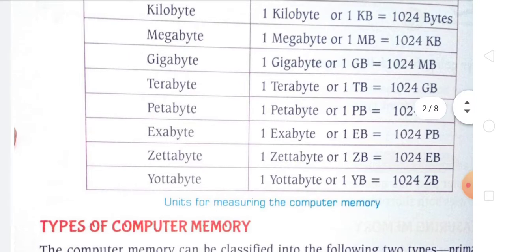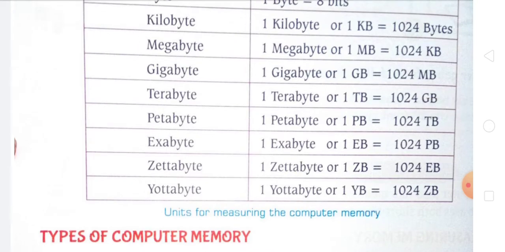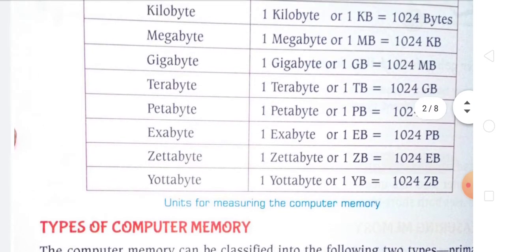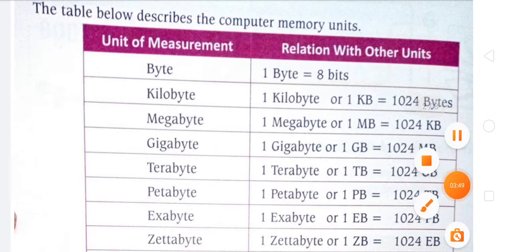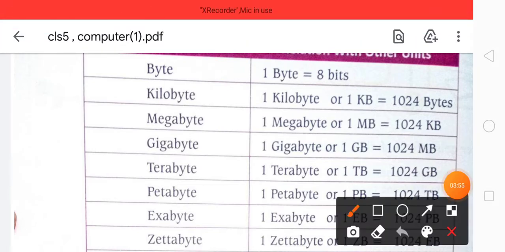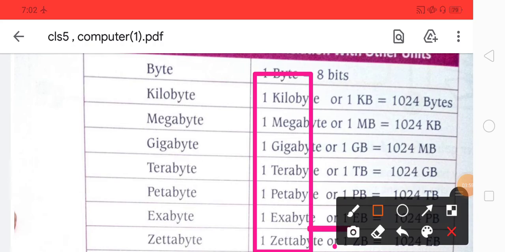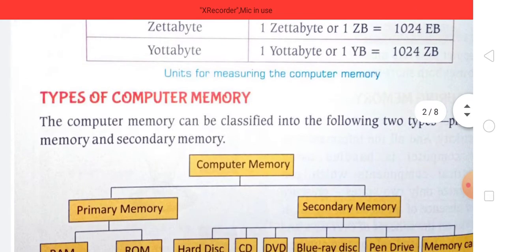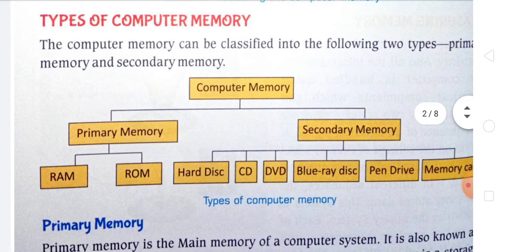So these are the units for measuring computer memory, and these are the relations of the measuring units with the smallest one. Okay, then we will learn about the types of computer memory.